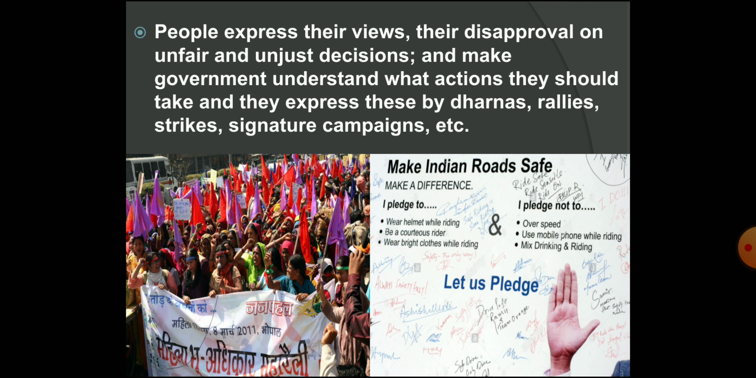The government did this because the government is responsible and answerable to the people. By now, you must have understood that people have the power to make the government realize their desires and aspirations and to express their views. They make the government understand what actions they should take, and they do it through various ways such as dharnas, rallies, strikes, signature campaigns, etc.